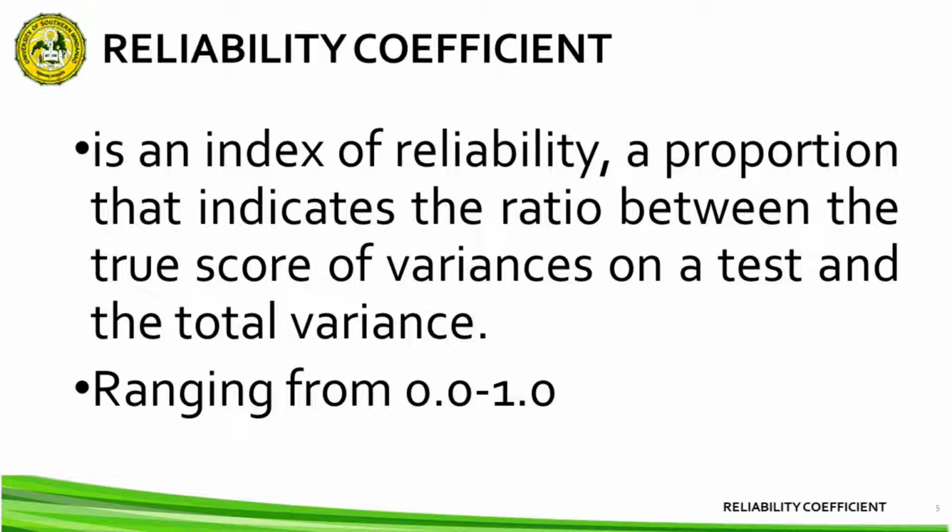Its value may range from 0 to 1, and it provides an estimate of the amount of obtained score variance that is due to true variance rather than to error. The larger this coefficient, the more confident a researcher can be that the scores obtained at different times under similar conditions with the same participants will be alike.